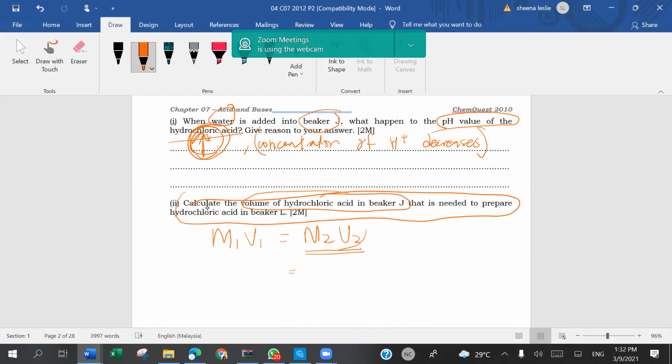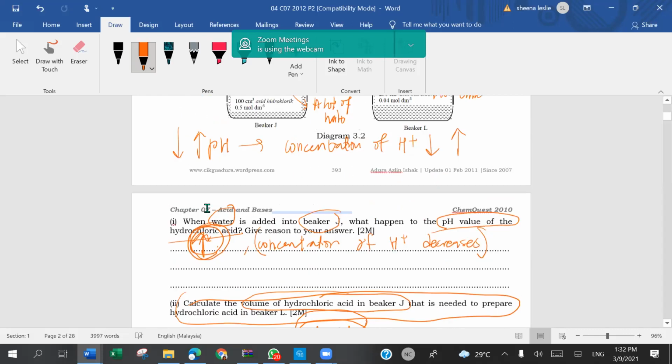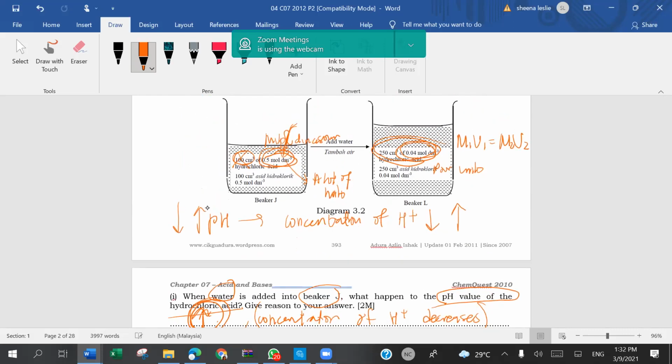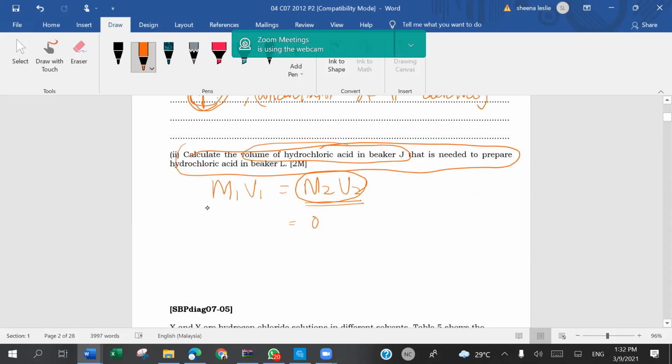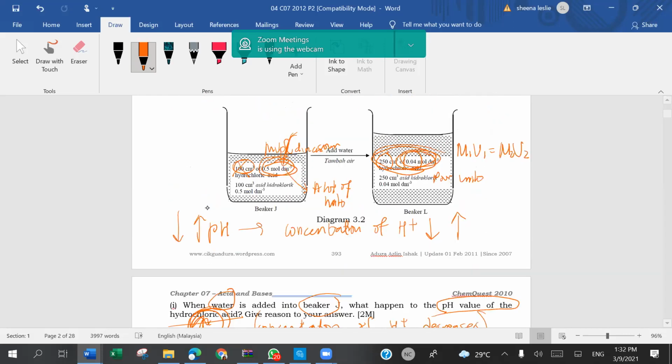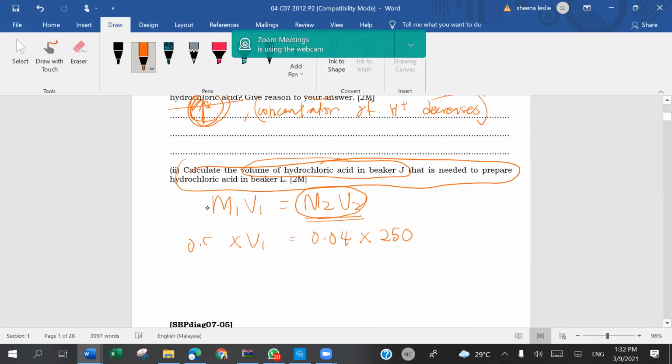Do we know already the answer I want for after dilution? Did they already give me 250 and 0.04? Did they already give me that, class? Yes, sir. I can just write it down. 0.04 and my V2 is 250. They asked me to find my V1. Do I already know my M1, already given to me, right? How much is my M1 here? 0.5.